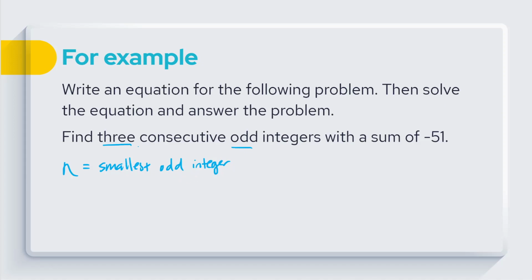We might even just say consecutive, but I'm not writing it in there. Then the next number, whatever that's going to be, is going to be n plus 2, right? And then the next number is going to be n plus 4. So these numbers together are going to sum up to negative 51. So let's write that. n plus n plus 2 plus n plus 4 equals negative 51.